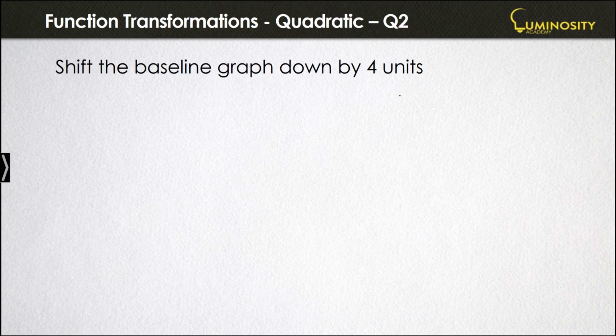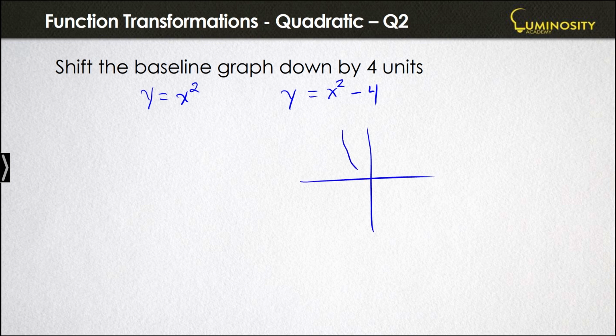Now let's try another one. Shift the baseline graph down by 4 units. So here we're going to take the same q as in the other one. We have y equals x squared, and we want to shift it down by 4 units. So here we're just going to subtract 4 units. And so if we graph this one out, we'd have x squared like that. And if we moved it down by 4 units, you'd have something kind of like that. And so it just shifts downward slightly.